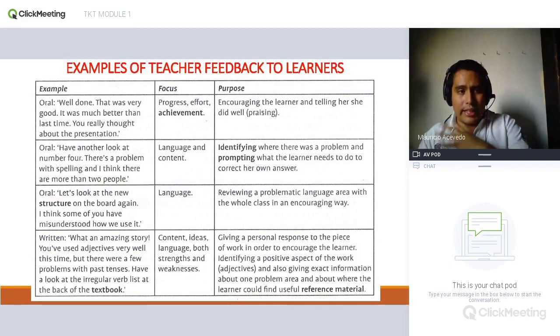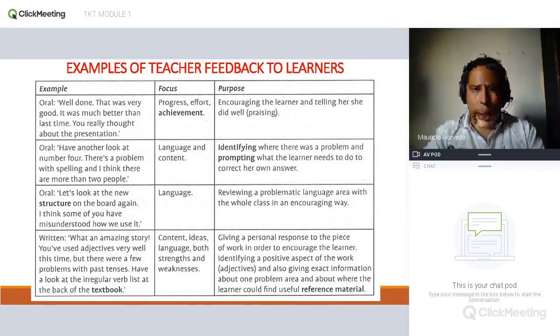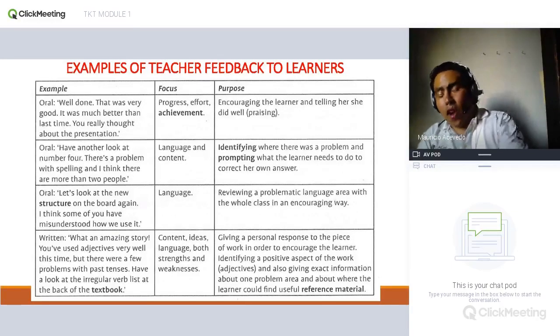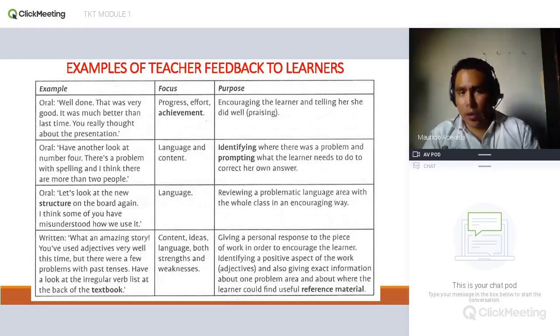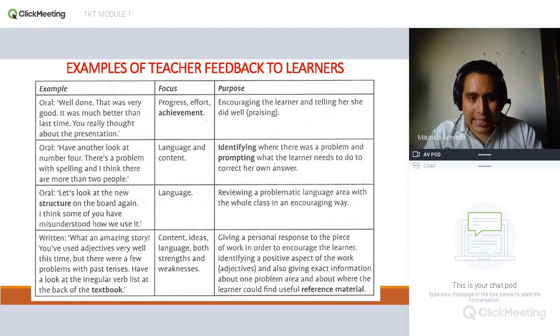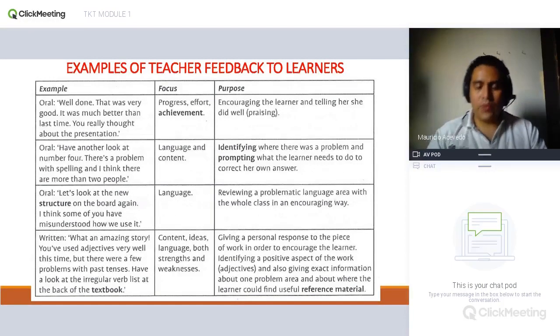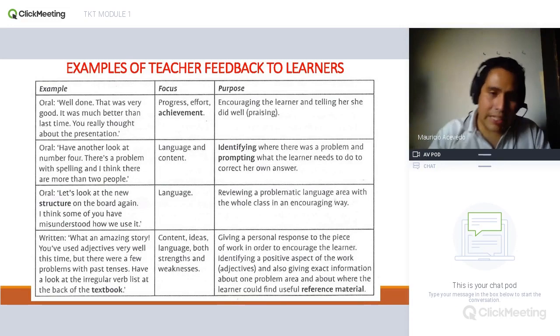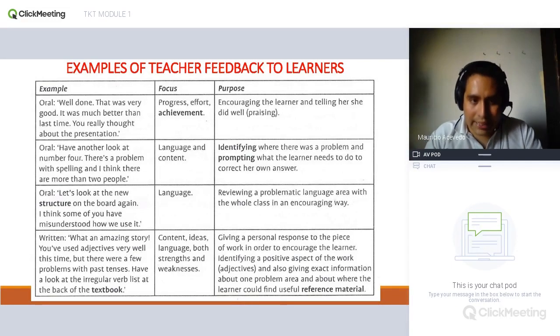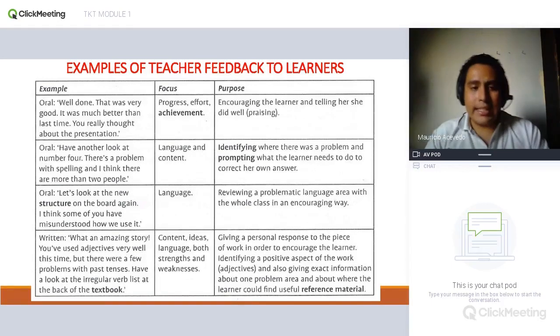Okay, we also have examples of written feedback. You can write in a piece of work: what an amazing story. You've used adjectives very well this time, but there were a few problems with the past tenses. Have a look at the regular verb list at the back of the textbook. Obviously the focus in written feedback is wider than in the oral ones, because in this case you are grading many more aspects like content, ideas, language, strengths and weaknesses. For example, you are telling them that one of his strengths was that he used lots of adjectives, but one of his weaknesses is that he or she has problems with the irregular verbs.